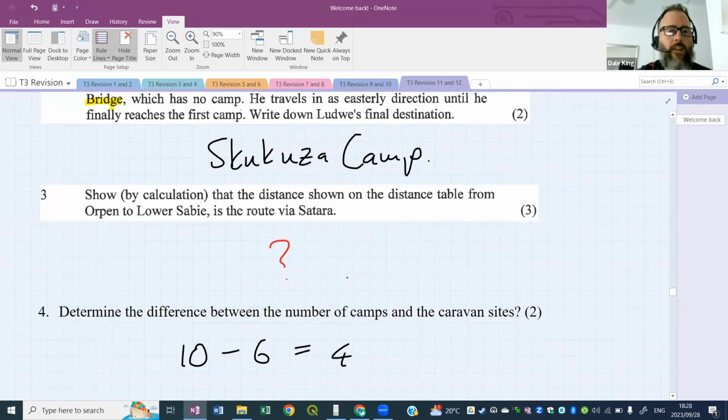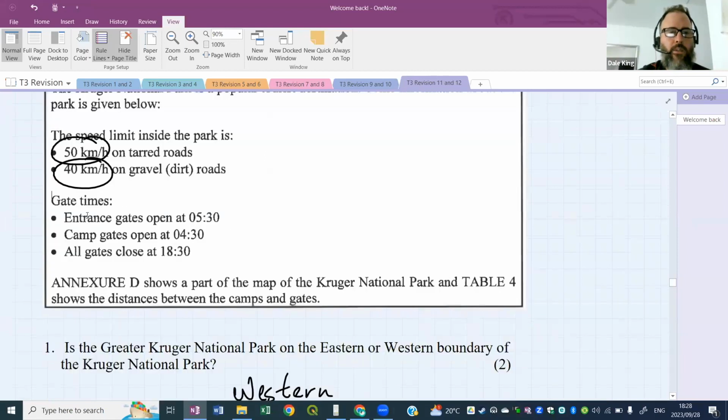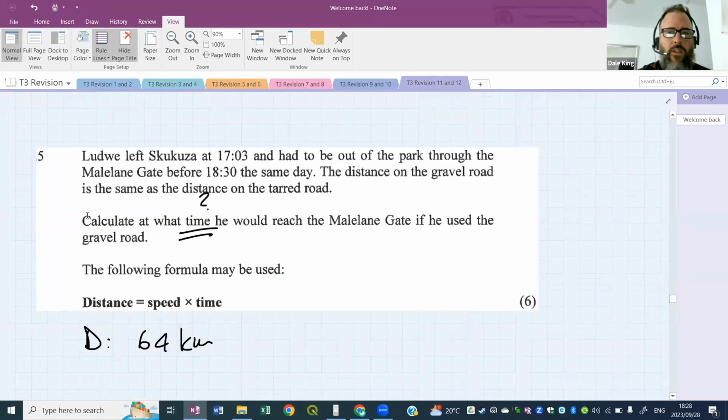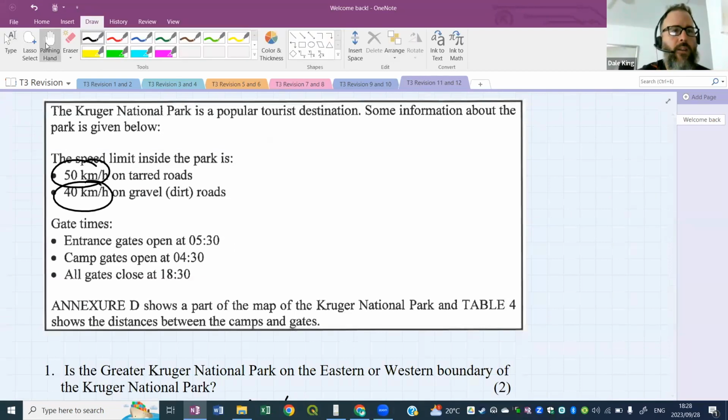Oh, here we go, guys. There we go. These are the speeds. All right, which one is he using? The distance on the gravel road is the same as the distance on the tarred road. Calculate what time he would reach if he used the gravel road. There we go. That's where we get our speed from. We need a speed. Okay. So they say the distance is the same, the speed on the gravel road. So that's the one we need, 40 kilometers per hour.